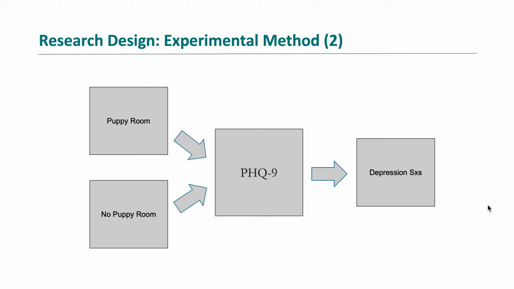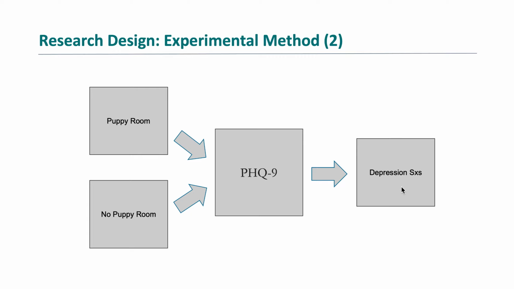So here's another example, and we can use that same sentence. Let's say that we want to measure, if I put you into a room with puppies versus a room that's empty, will you get depression? So the effect of a puppy room on depression. In this case, the independent variable will be rooms of puppies or no puppies, and the dependent variable is going to be depression, right?